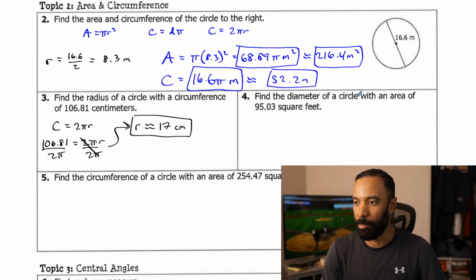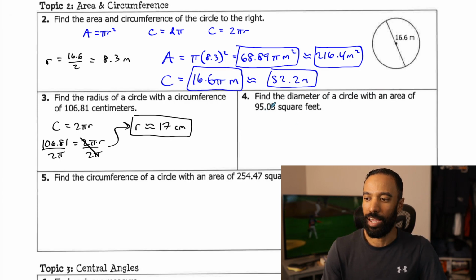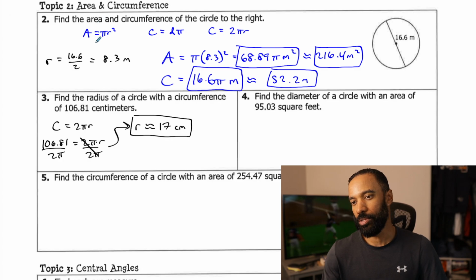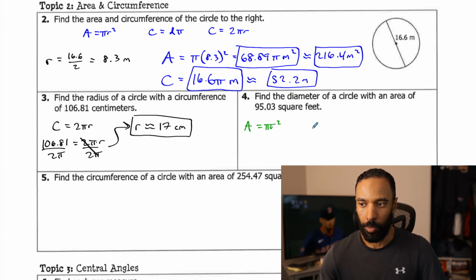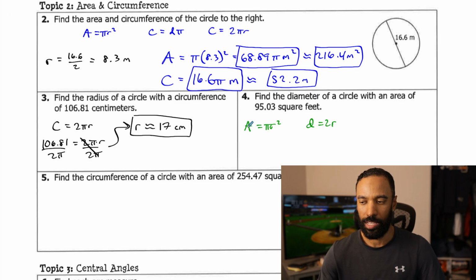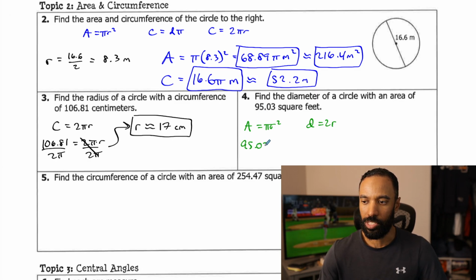Number 4. Find the diameter of a circle with an area of 95.03 square feet. If we use the area formula here, area is pi r squared, we can go off and get the radius. The diameter will be double that of the radius. So we're going to use these two formulas. Get the radius first from the area. Let's see if it's a close enough number to something like that.